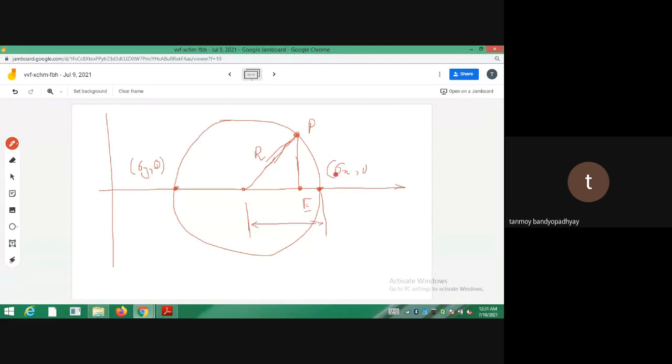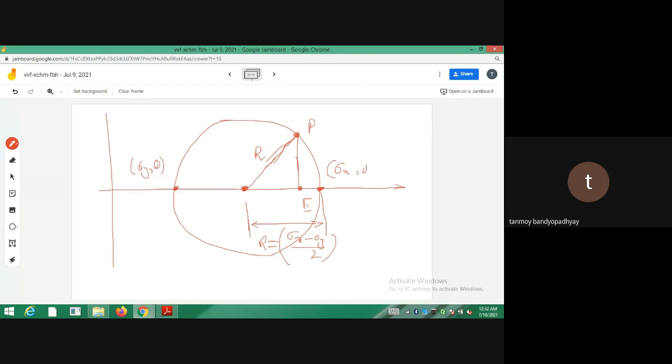So what is this? This is sigma x minus sigma y by 2. Now is it okay? So r is actually sigma x minus sigma y by 2. This is r. This to this distance is actually r. So what is this one? This is sigma x minus sigma y by 2.